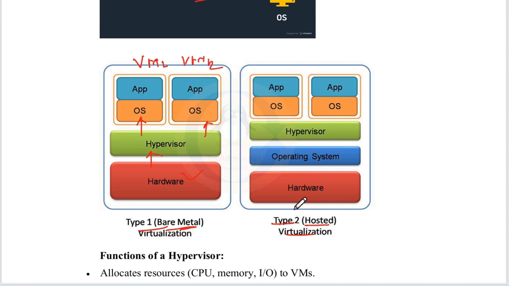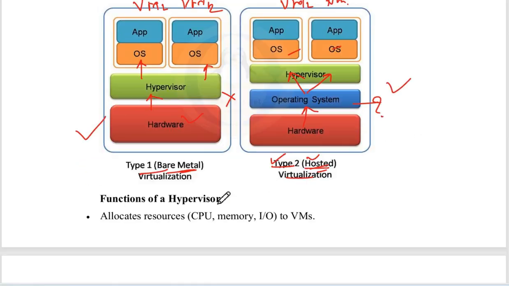On the other hand, the Type 2 hypervisor is a hosted hypervisor, where on hardware you need one operating system, and using this operating system you can create virtual machines. Okay, so this is VM1 and this is VM2. Obviously each of these virtual machines will have its own operating system, but before installing this hosted hypervisor you need this operating system. Here there is no need of an operating system, so it is bare metal, it is hosted.